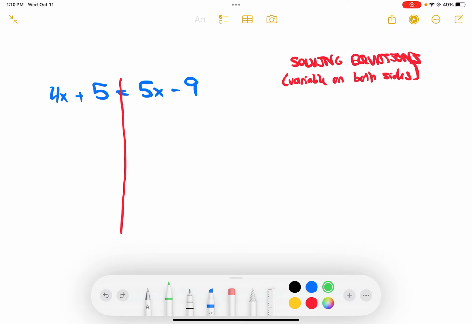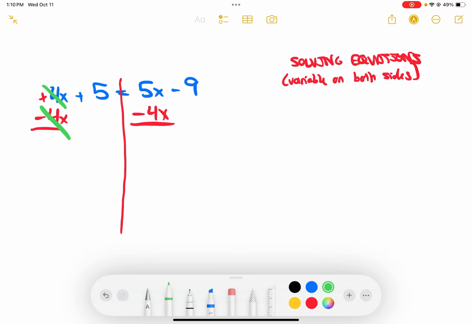Instead, what we have to do is use our inverses, our opposites, like we normally do, and use them to cancel out a whole variable, right? So notice here, this is a positive 4x. So the opposite of adding 4x would be to subtract 4x. And I will do this to both sides. 4x minus 4x is 0. Any number subtracted from itself is going to get 0, right?